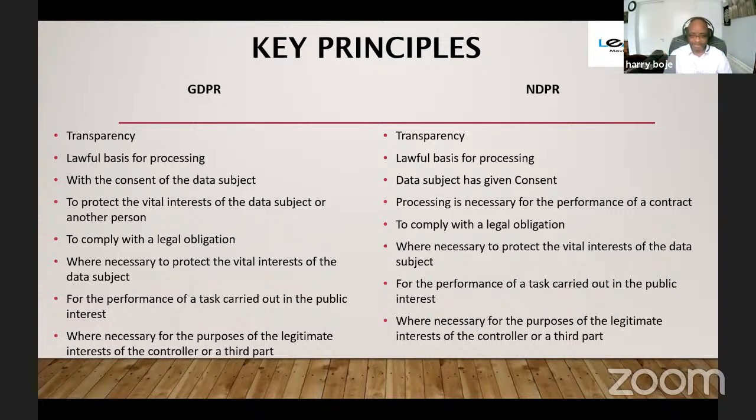I'll talk about the vital interest. I think I put it there twice. Performance of a contract could be where both you, the organization, and an employee, you employ somebody. Again, it could be public interest, could be your local authority providing services to you. They might not need your consent.